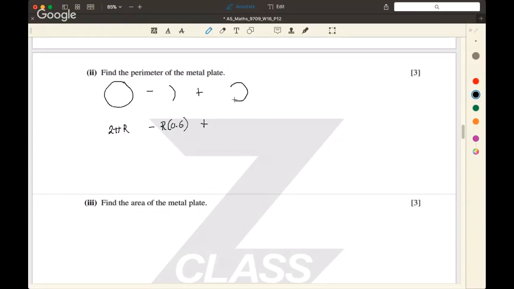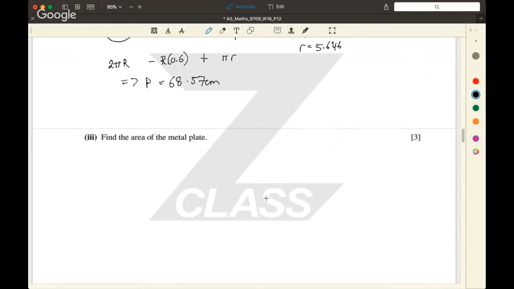Plus, and then again, this is just an arc length, and it's just like a semicircle. So you can just think of it as pi times little r. And we know that big R is equal to 10 centimeters, and little r is equal to 5.646. You can just plug that in, and you get that the perimeter is equal to 68.57 centimeters. So I would recommend writing it out pictorially like this. Then you can keep track of all the different bits.